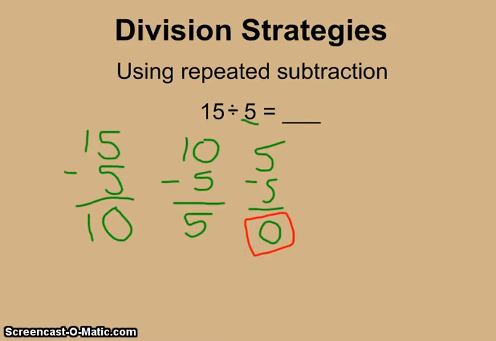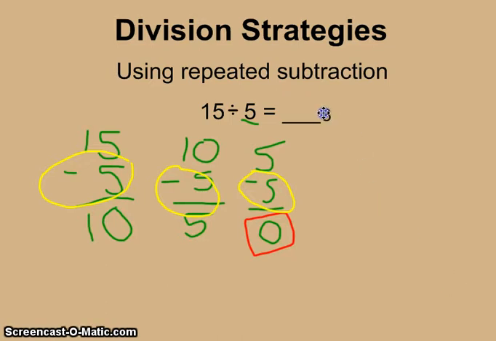And so I find my answer by counting the number of times that I subtracted 5. So I subtracted 5 1, 2, 3 times. So 15 divided by 5 is 3.